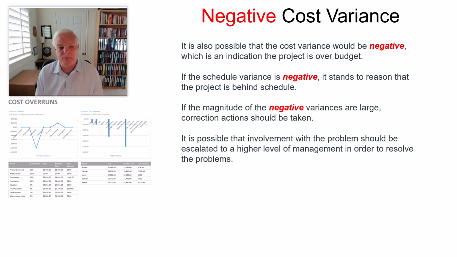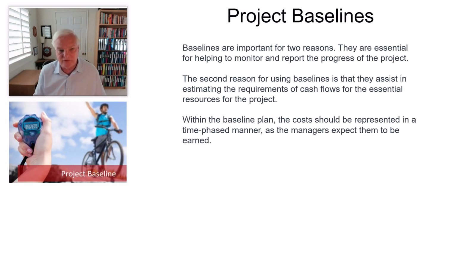There's got to be some level of understanding. So it's possible that involvement with the problem should be escalated to a higher level of management in order to resolve the problems, because that problem could be that you can't get your resources on time. It could be that you've run into a technical issue that has stopped you dead. You need to do some root cause analysis. You may have to do corrective action. There's a variety of things that could cause these type of situations.